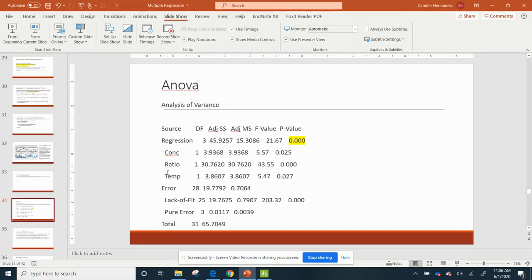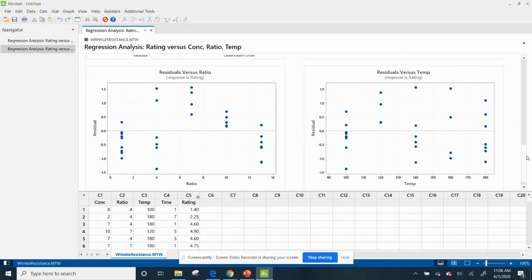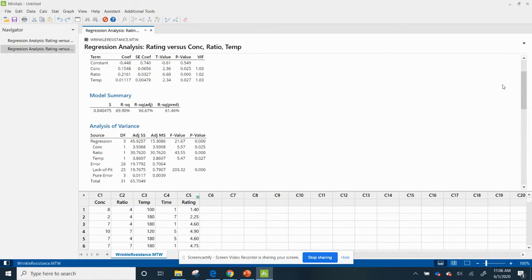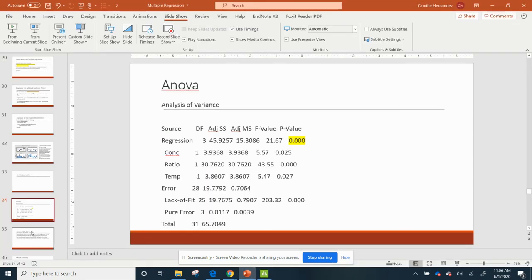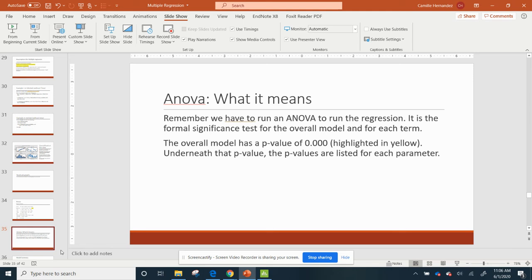All right, so then let's look at the analysis of variance. It might be easier to look at it here. Oh, so look, p-values. P-values are still really good for the overall model. It's still 0. Concentration is 0.025, ratio is 0, and temp is 0.27. So all those are still significant. And here's the F values if you wanted to look at those. You might have to report the F value, so it's 21.67. All right, so that looks good. So the overall model is still really good.